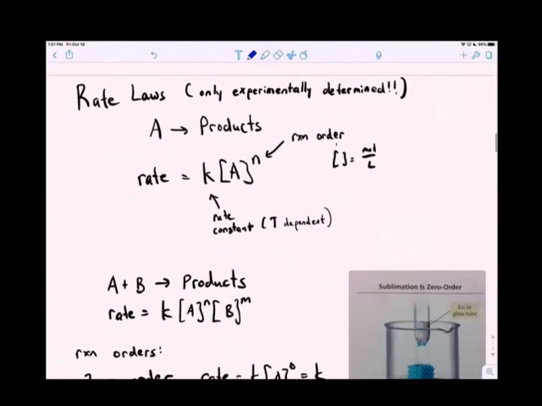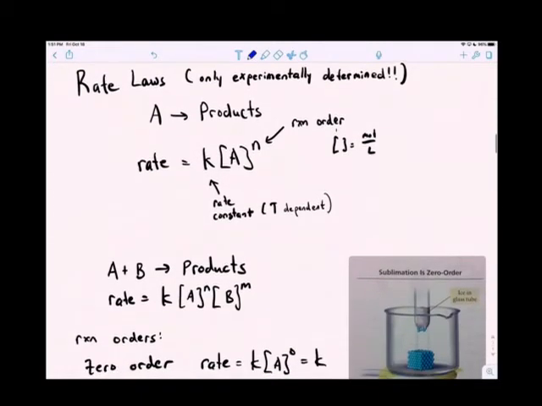Okay, so rate laws. We're going to talk about rate laws. Right now, where we are at with our understanding of chemistry, we can only experimentally determine rate laws. Rate laws are not something we can determine by using computer simulations or other things. We're getting better, but we're just not there. It's really only experimentally determined.